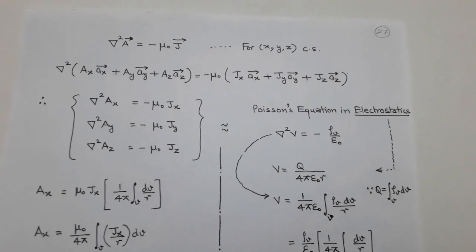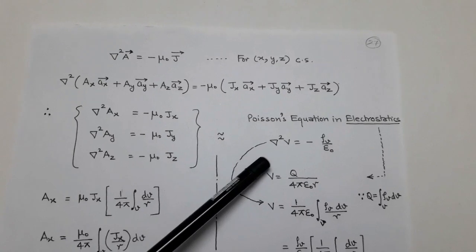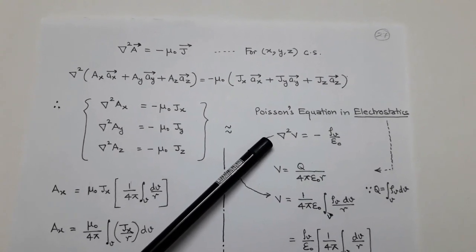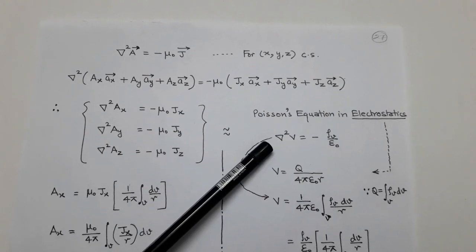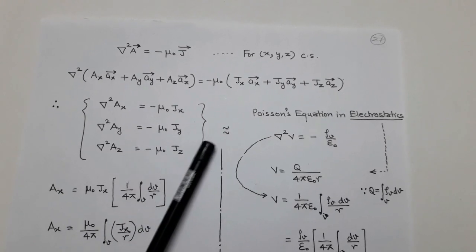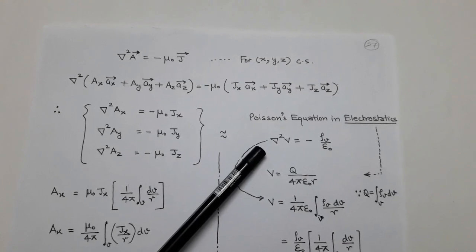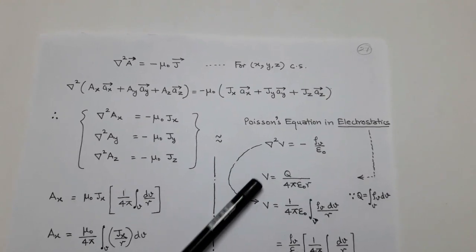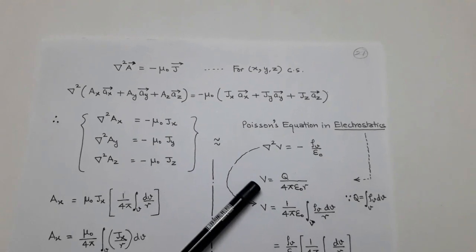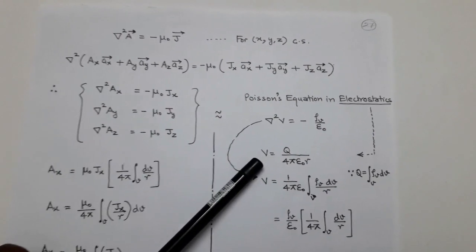In case of electrostatics, the Poisson's equation is given as del square V equals minus rho V upon epsilon naught. So this is the Poisson's equation in case of electrostatics. And the Poisson's equation in magnetostatics is del square A vector equals minus mu naught J vector. Now, in case of electrostatics, the electric potential V equals Q upon 4 pi epsilon naught R.